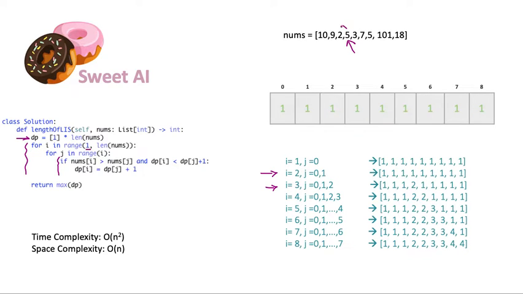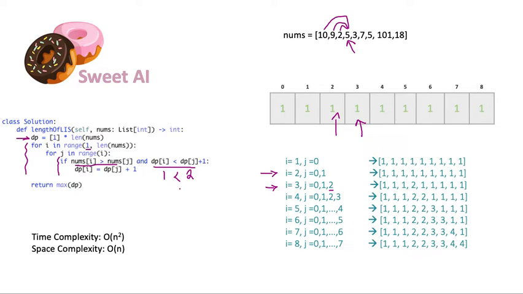Now we compare 5 with 2, we compare it with 9, and we compare it with 10. As you see, 5 is not bigger than 10, 5 is not bigger than 9, but 5 is bigger than 2. And if this condition is valid, we check the second condition, and the second condition is saying if the value that we have at index i, which is index 3, the value that we have here, which is 1, is smaller than the value at j, which is 2 here, plus 1, so this is going to be 2.